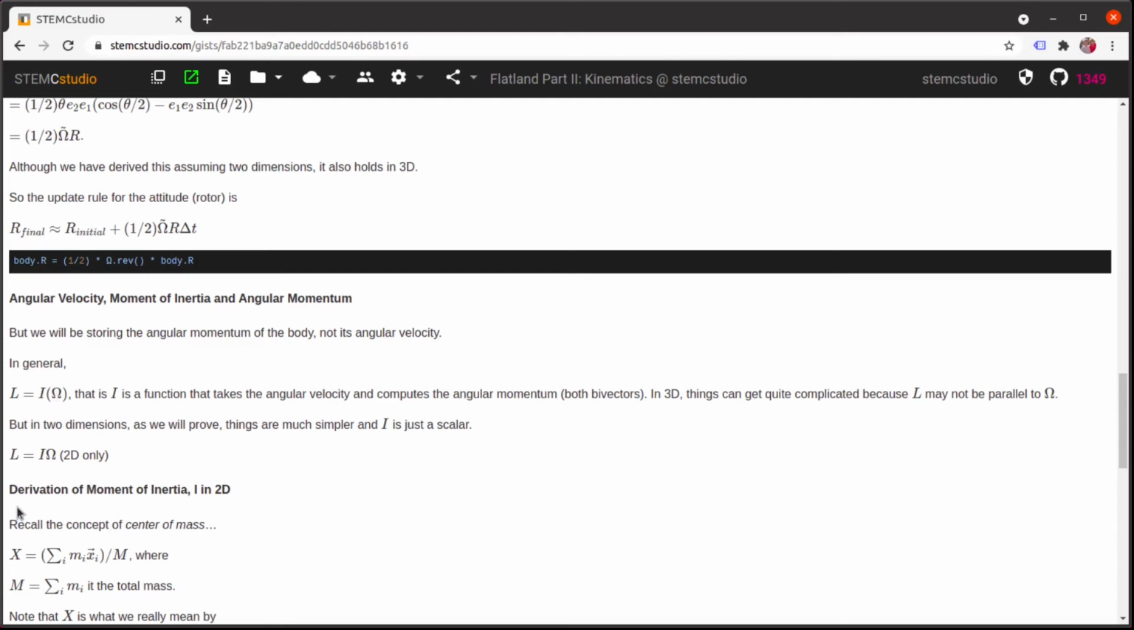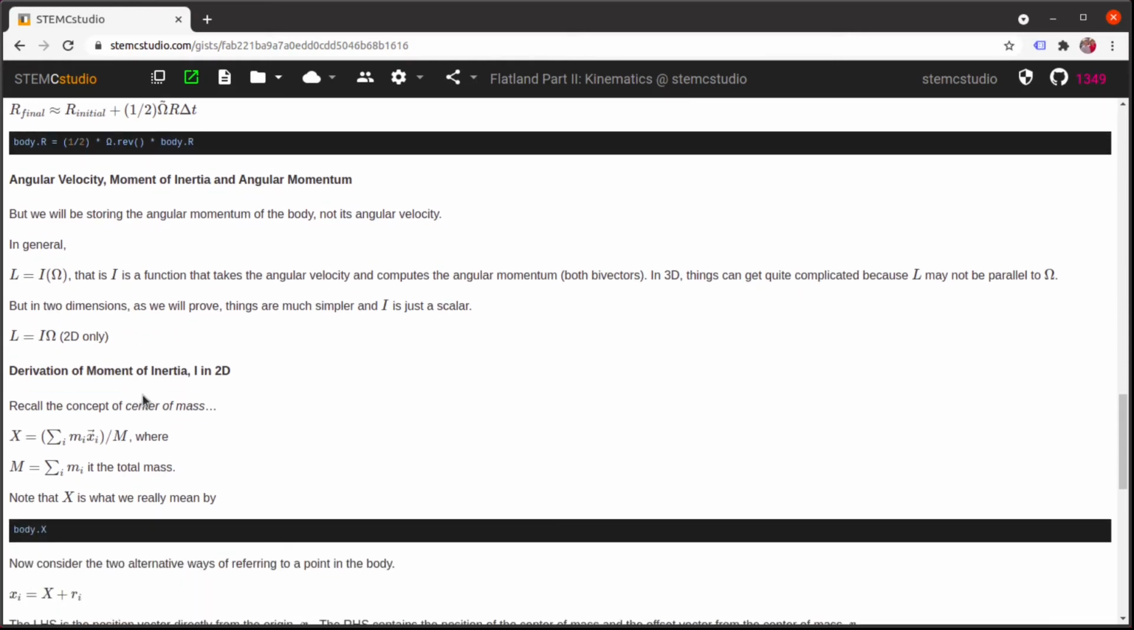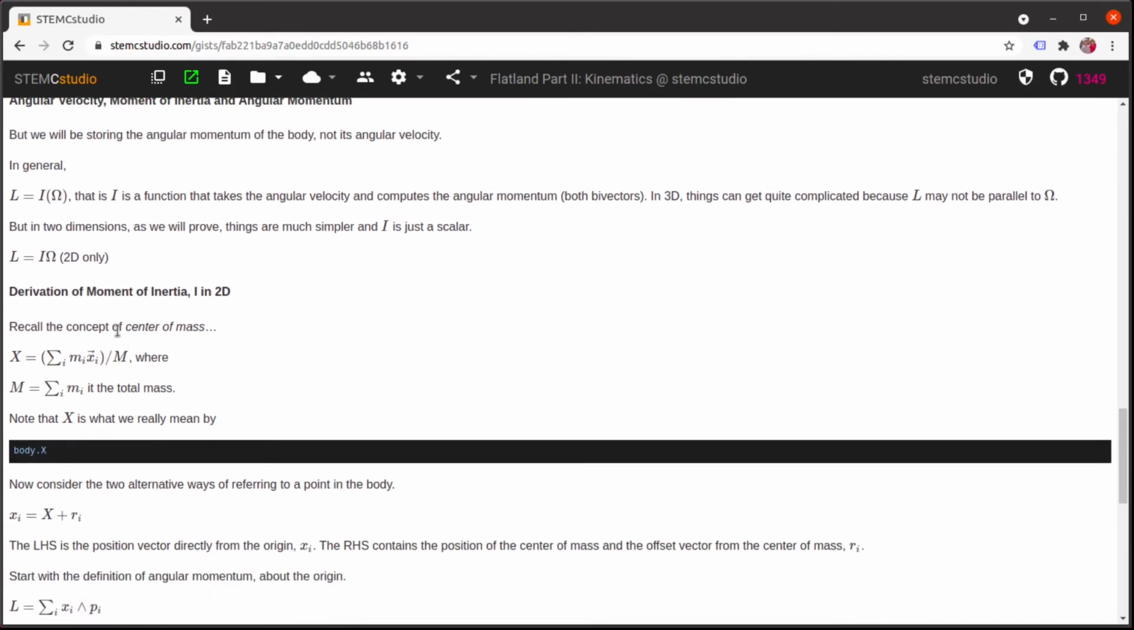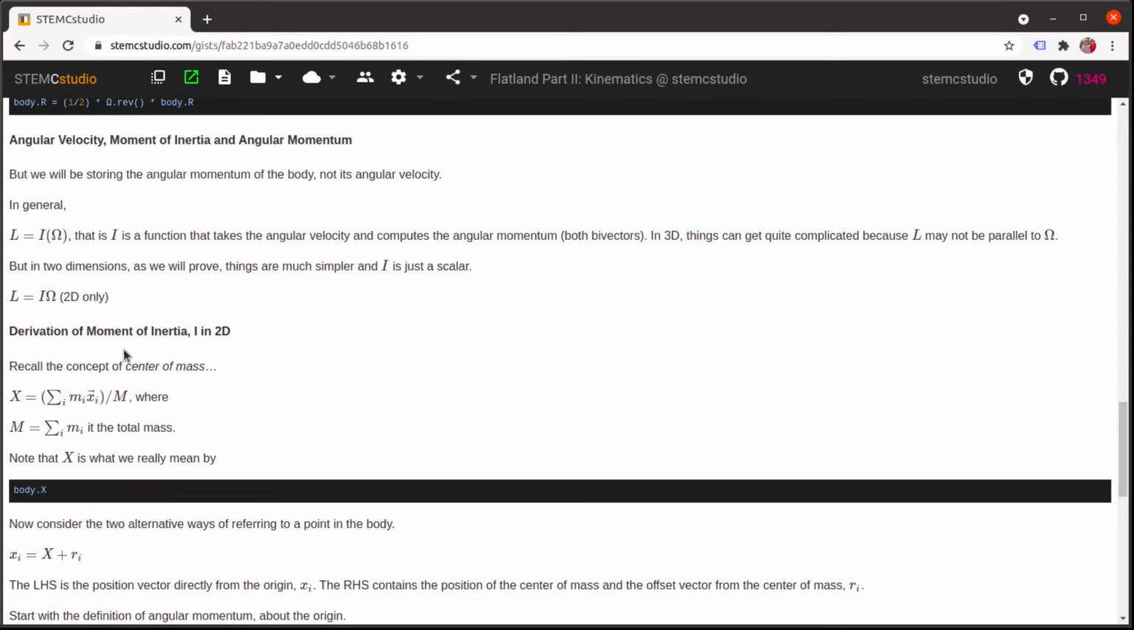So the formula is just that the angular momentum is the moment of inertia, which is just a scalar, times omega. This function is literally just the multiplication of omega by a number, and that's it. So it's simple. Let's do a derivation of that to actually find out what I really is. We'll do it the geometric algebra way, of course, and you'll see that we get the same result that you would have gotten using other techniques.